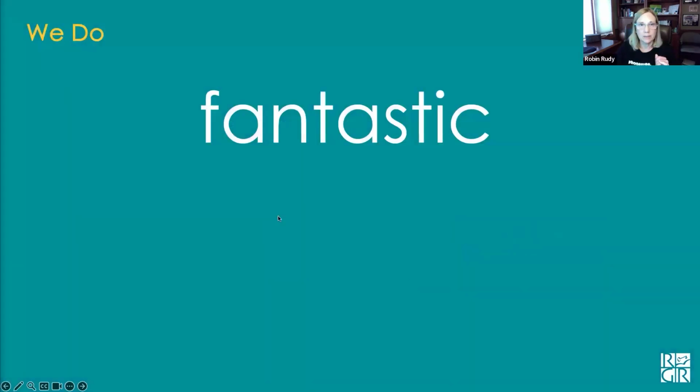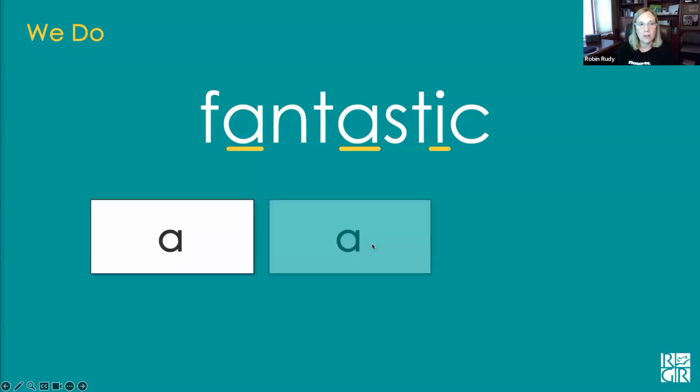Let's try this one. How many vowels, first of all? If you know this word, please don't say it. How many vowels do you see? 3. Are they together or apart from each other? They're apart. How many syllables will you have? 3. So how many syllaboards or Post-it notes do you need? 3. So we're going to put out 3 Post-it notes.